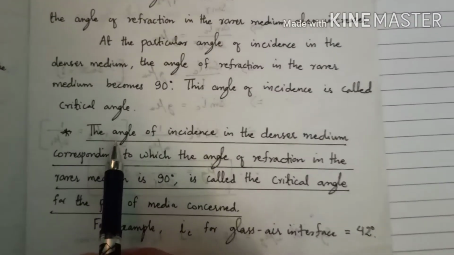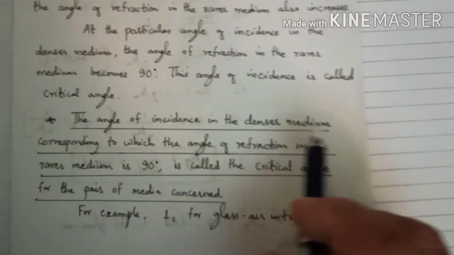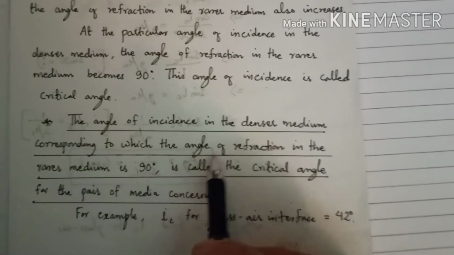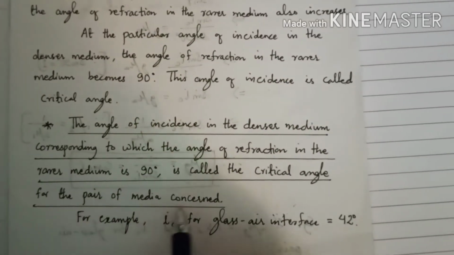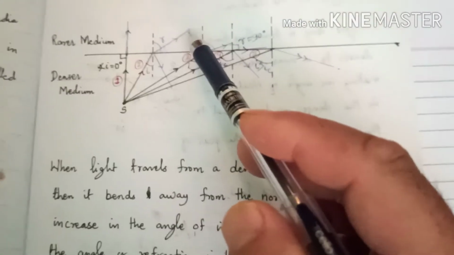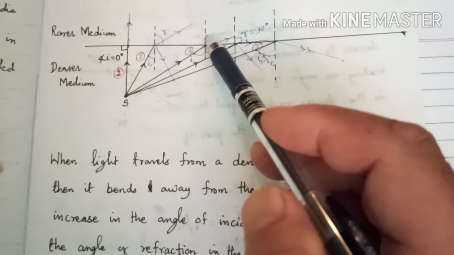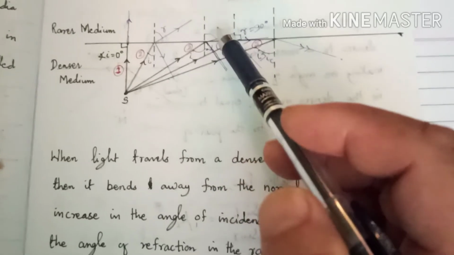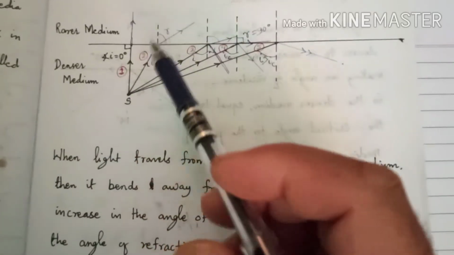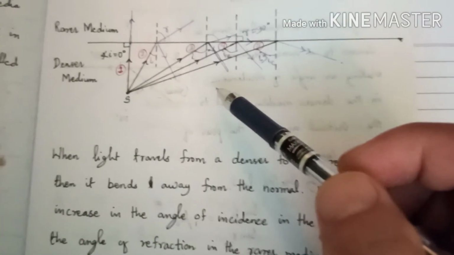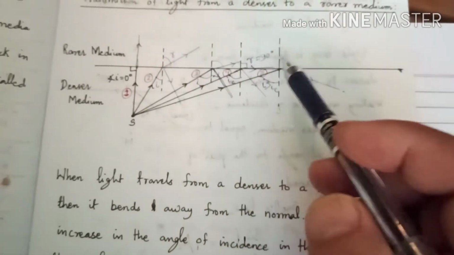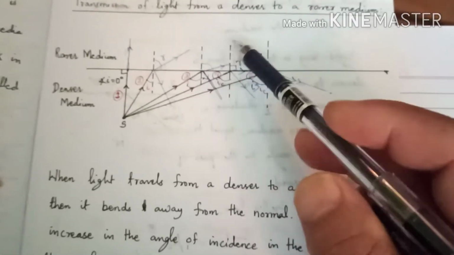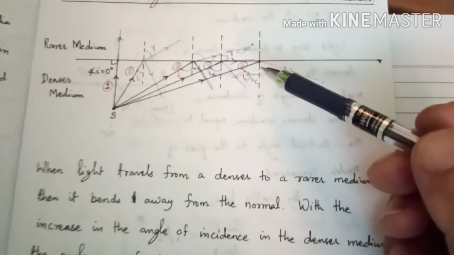Now, critical angle can be defined like this: the angle of incidence in the denser medium corresponding to which the angle of refraction in the rarer medium is 90 degree. This angle is called the critical angle for the pair of media concerned. If the denser medium is glass and the rarer medium is air, then critical angle will have some value. That value of critical angle for the glass and air pair is 42 degree. If the denser medium is water and the rarer medium is air, then the critical angle will be different. That means for different pairs of media, critical angle will have different values.